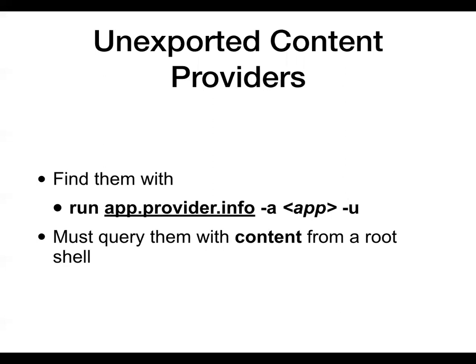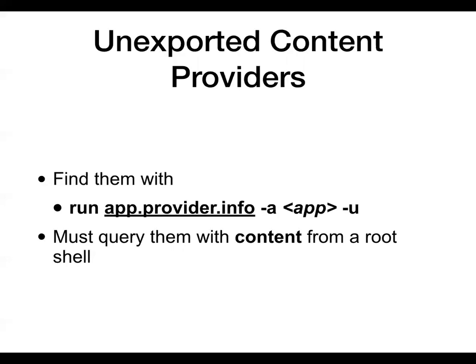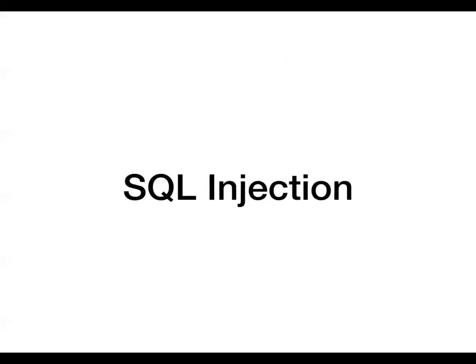All right, so now you can find the unexported content providers. If you put a -u at the end, you will see them all, and then you'll see the unexported content providers, which you can only get at as root. And so as you expect, the same thing happens. Then you might find other things to exploit, but they'd only be exploitable by root users, so it's a lower risk. And then there's SQL injection, which is very similar to SQL injection on the web.